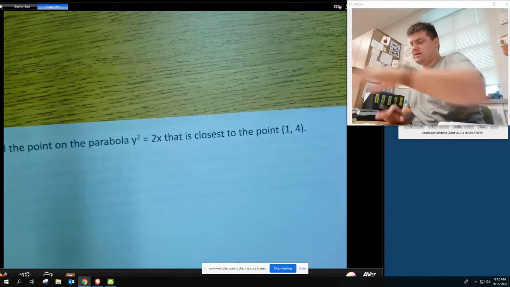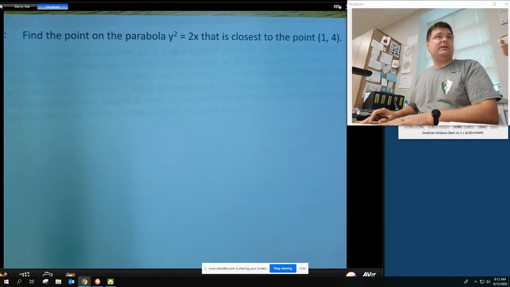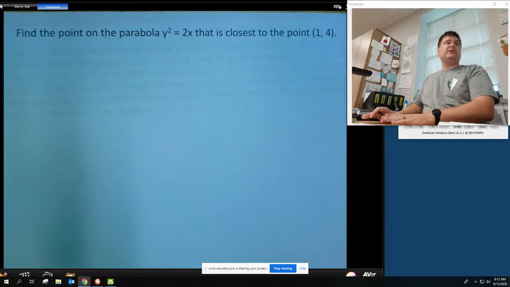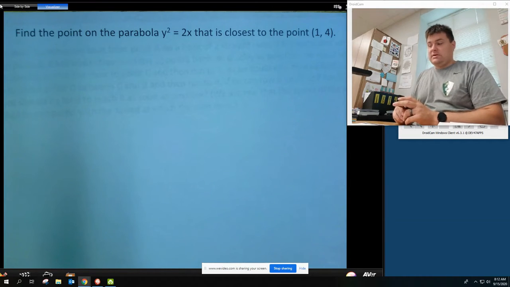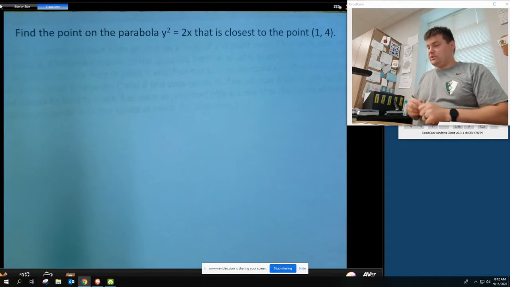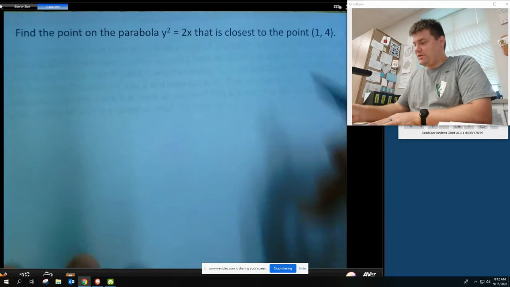So let's go ahead and do that out of the way. This problem right here, see if I can fit it on the screen. I can. All right, so let's find the point on a parabola y squared equals 2x that is closest to the point 1, 4. So let's go ahead and draw this. So we did step 1, we read the problem. Okay, let me go ahead and draw this out.